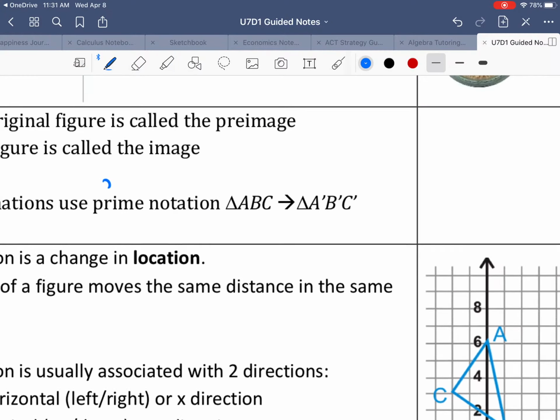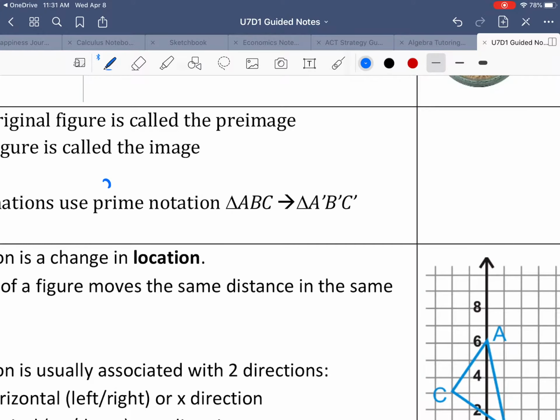So if we look here, the way that I would read this notation is triangle ABC becomes triangle A prime, B prime, and C prime. We know that ABC is our pre-image. If I could spell that correctly, that would be great. And then triangle A prime, B prime, and C prime is our new image. And it goes through some kind of transformation.